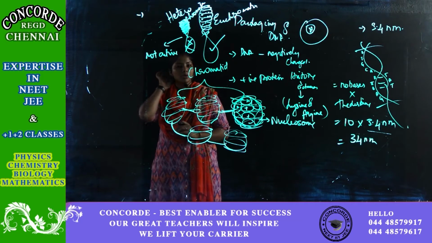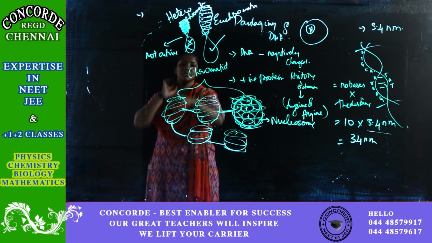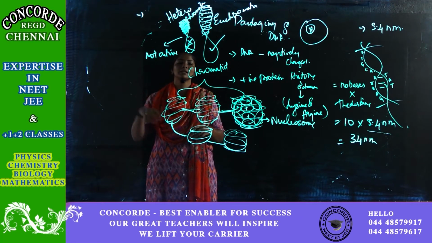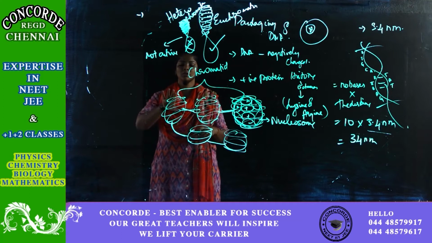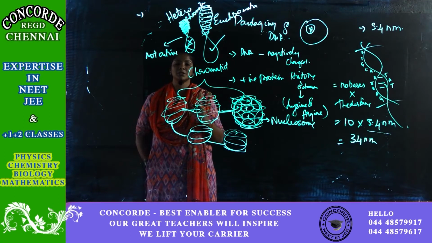So when the chromosome is condensed, it cannot be transcriptionally active. So this structure is not active. Heterochromatins are not transcriptionally active, whereas euchromatins are transcriptionally active. So this is all about the packaging of your DNA.